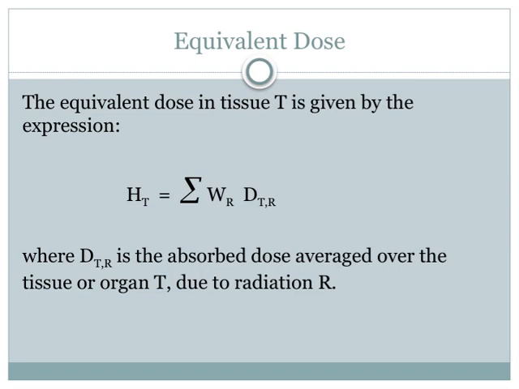Now, let's look at how we quantify the dose in a specific tissue, which we call the equivalent dose in tissue T. The key formula here is H_T equals the sum over all radiation types R of the weighting factor W_R multiplied by the absorbed dose D_T,R. D_T,R is the average dose absorbed by the tissue or organ T from radiation R. The weighting factor W_R accounts for the relative biological effectiveness of each radiation type R. So, by summing these weighted doses, we get a measure that reflects the overall potential biological impact of different types of radiation on that tissue.